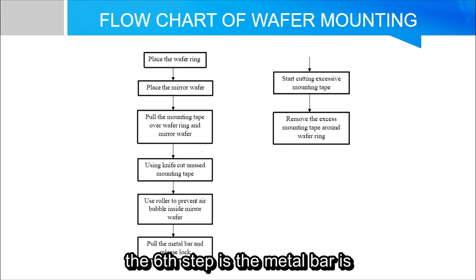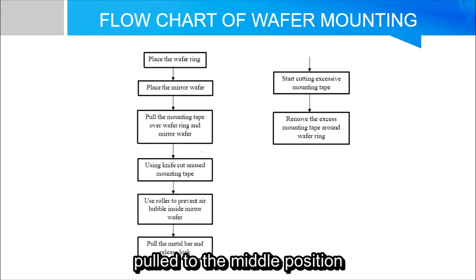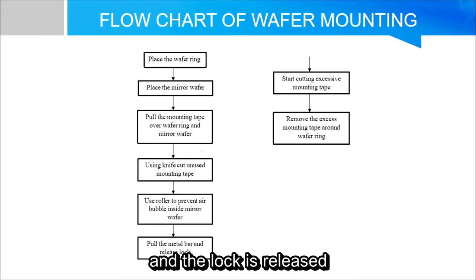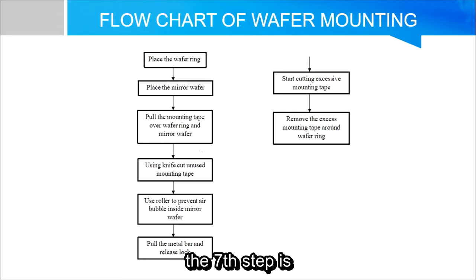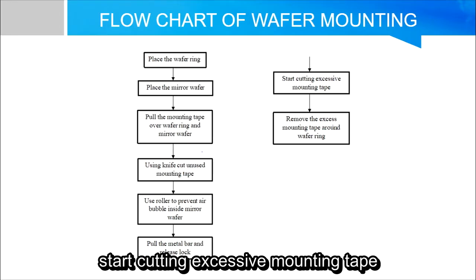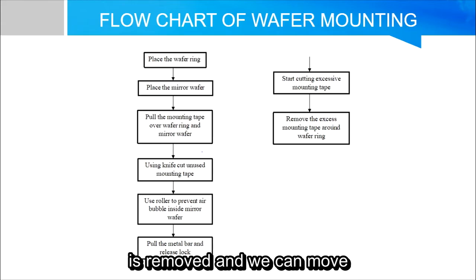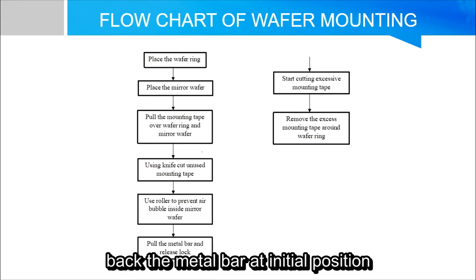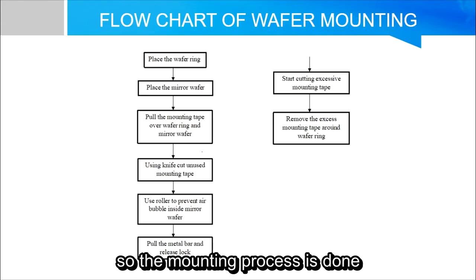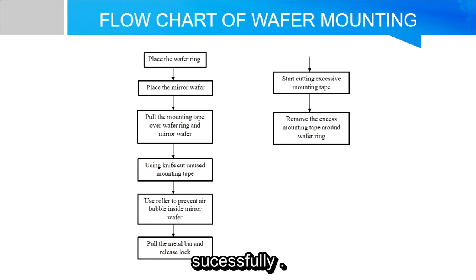The sixth step is the metal wiring is pulled to the middle position and the lock is released. It is ready to be cut. The seventh step is to start cutting the excessive mounting tape. The eighth step is the excess mounting tape is removed and we can move the metal bar back to the initial point. So the mounting process is done successfully.